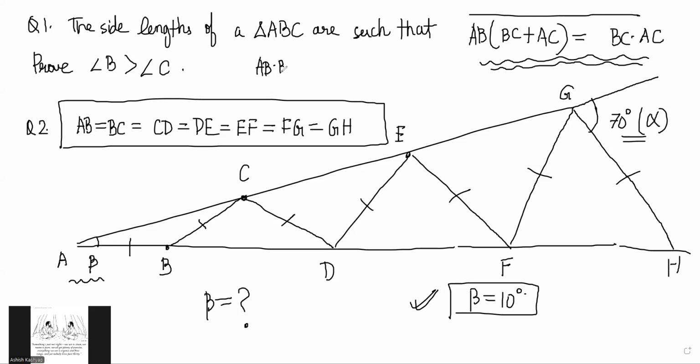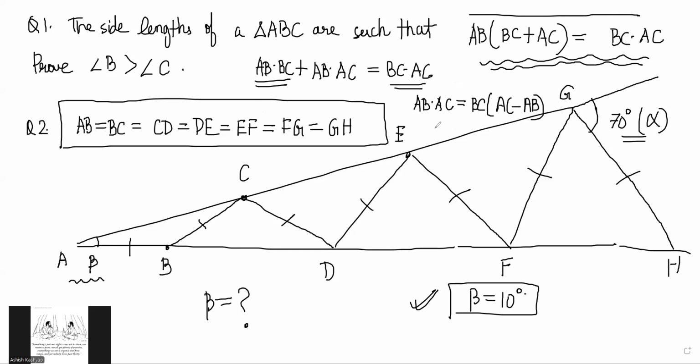AB into BC plus AB into AC is equal to BC into AC, right? What you should do is take this term to the second side, to the RHS, because then you can take something common. You can do BC common, AC minus AB, correct? This relation everyone can get. AB times AC is equal to BC times AC minus AB.